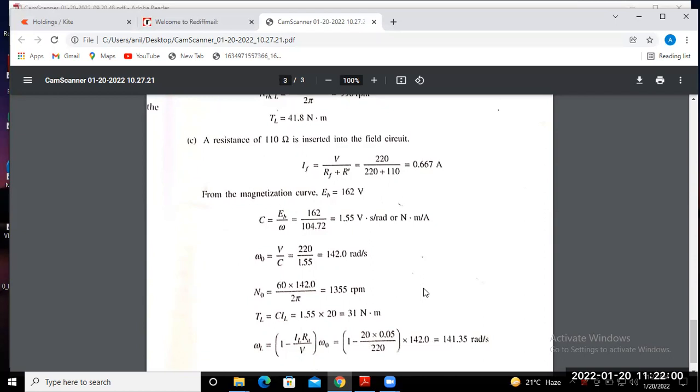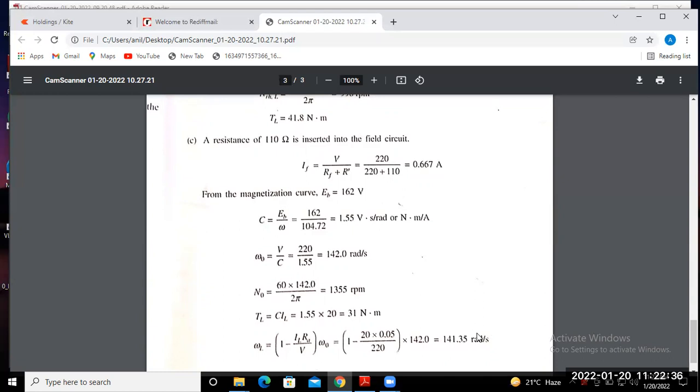If you again want to convert to revolution per minute, that means 60 into omega L divided by 2 pi. So 60 into the value of omega L, that means 141 radian per second, divided by 2 into 3.14. So you almost get the value of the full load velocity in revolution per minute, that is 141 into 60 divided by 2 into 3.14, which is about 1350.